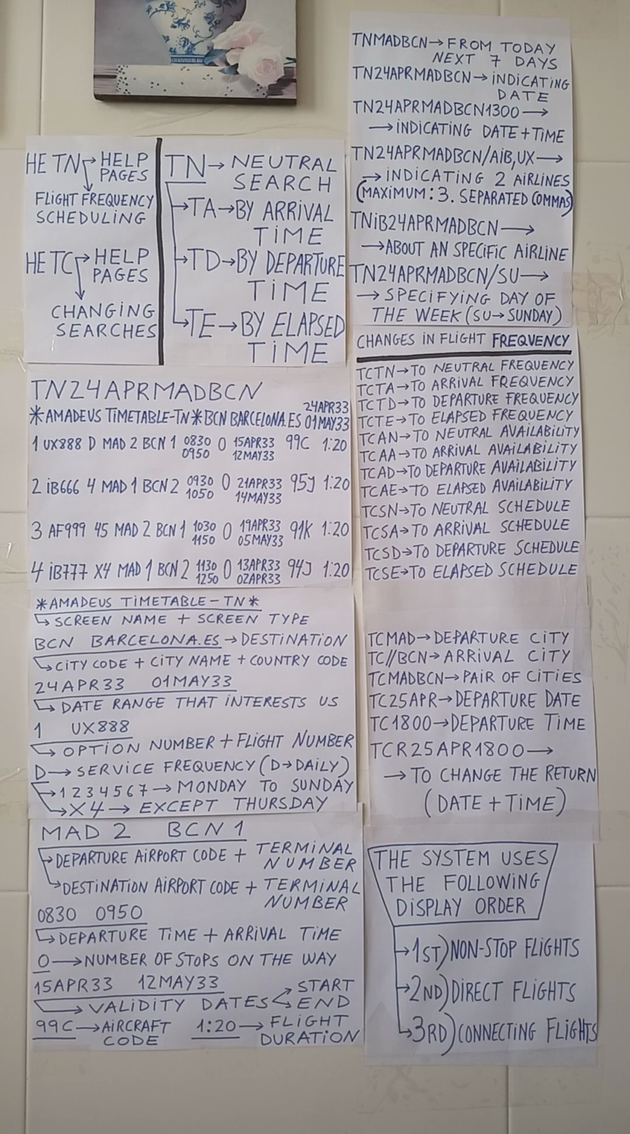Now, I am going to explain several examples of transactions that can be performed with the TC code. The TC code is used to make changes to previously made searches with the TN code and its derivatives. By using TC, we can modify all or part of a search on flight scheduling screens.